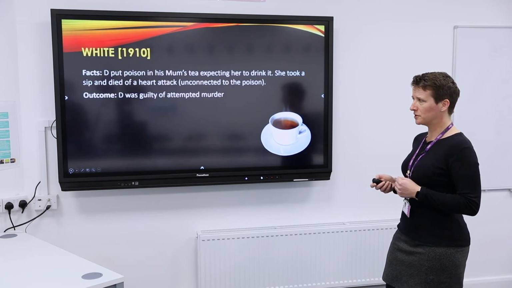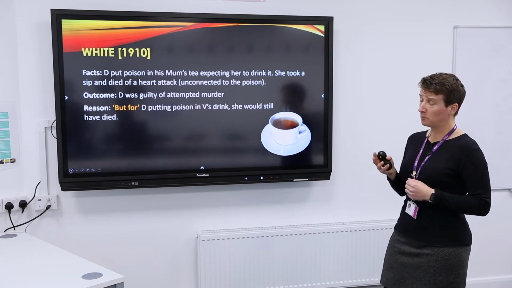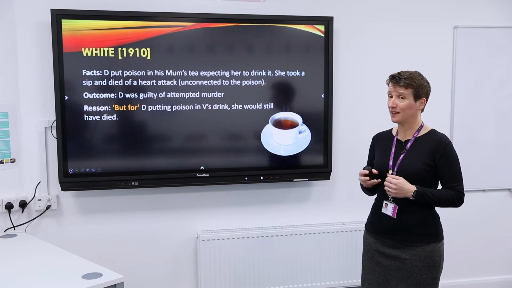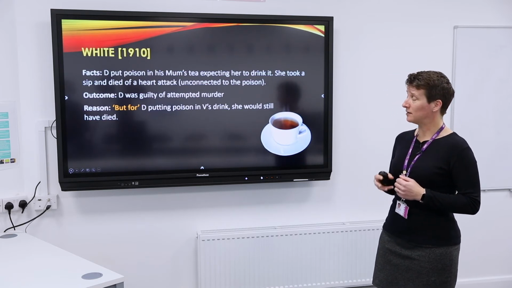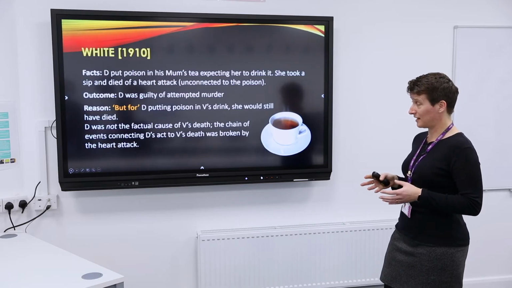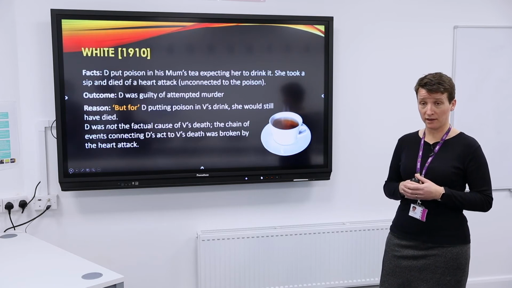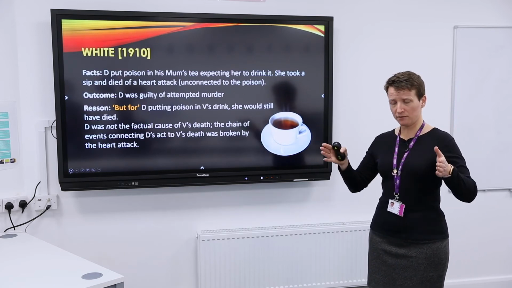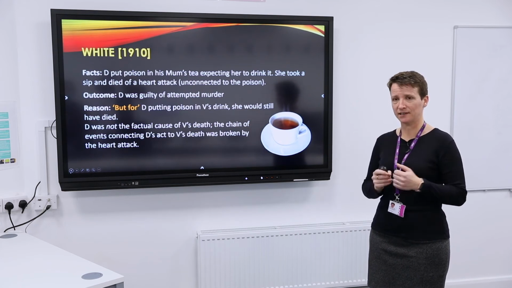And here comes the but-for test for the reason why. But for, or if you prefer, if it hadn't been for D putting poison in his mum's drink, she would still have died. Because what he didn't know and what she didn't know is that she was going to have a heart attack. So he couldn't be the factual cause of her death. The chain of events connecting the defendant's act to the victim's death was broken by the heart attack. So going back to the chain of causation, the heart attack severed the links in that chain. He couldn't be the factual cause of her death. So that's the case of White.